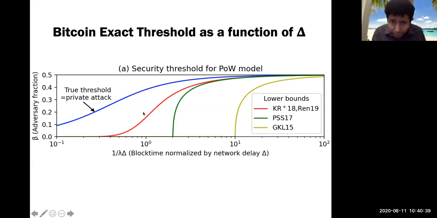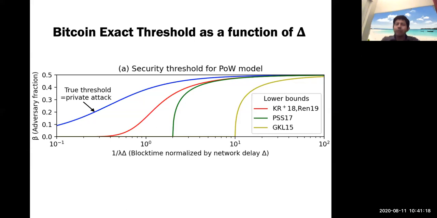The existing work showed that you will be secure beyond this point. The private attack shows that you cannot be secure beyond this point. But our main result is that the true threshold is actually given by the private attack threshold. Okay, is the statement of the result clear? What it shows is that the worst attack, at least in the sense of the threshold, is given by the private attack. This is why we named our paper Nakamoto Always Wins.